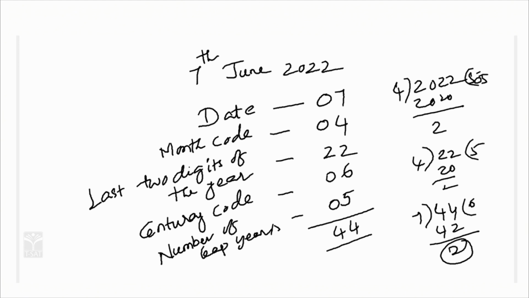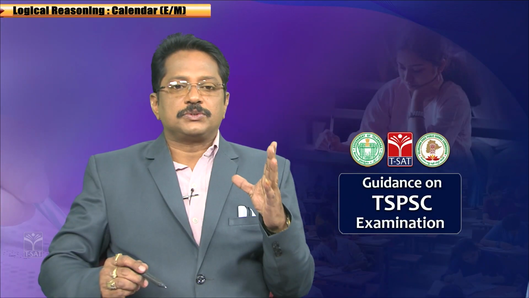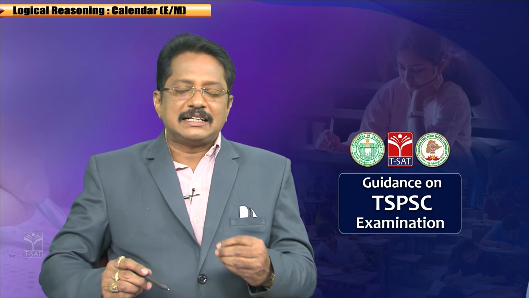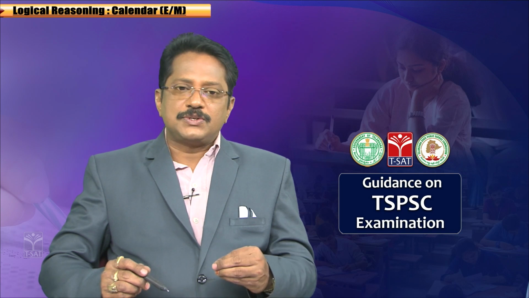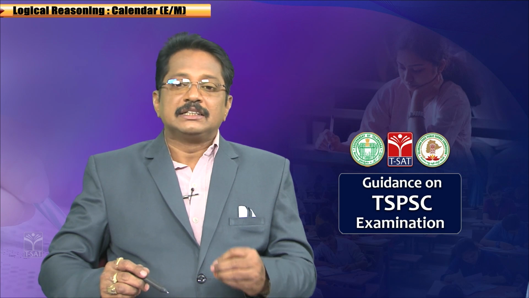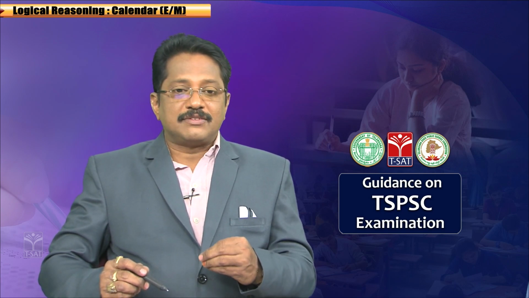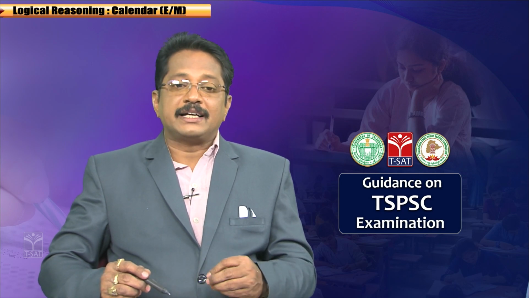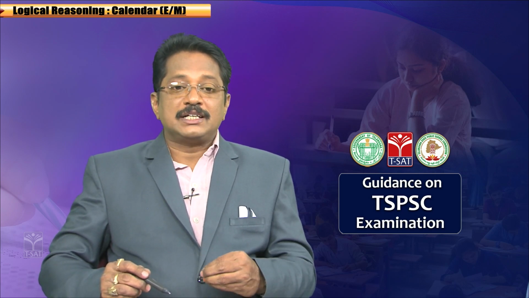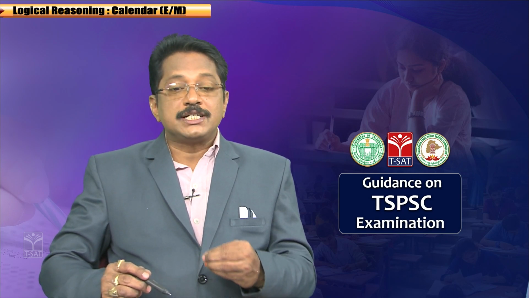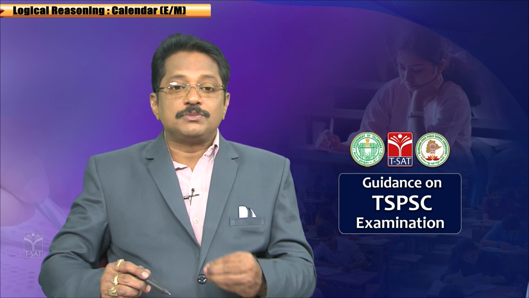If a question comes from the calendar, generally this question is a compulsory question from the calendar topic. So, very important. Once again, I am giving a clarification about this. First you have to write the date, then write the month code, then the last 2 digits of the year, the century code, and last, the number of leap years in the last 2 digits. So 2022 means it is 22.